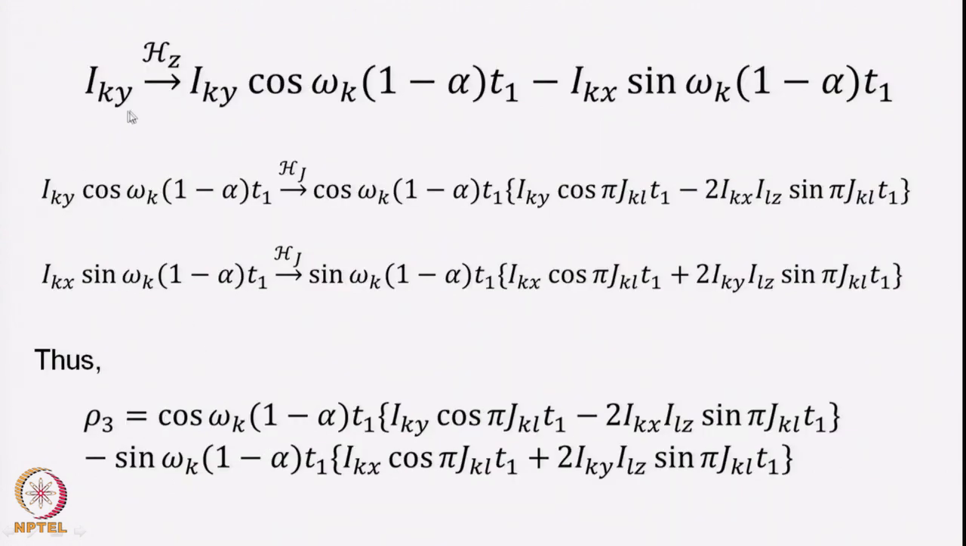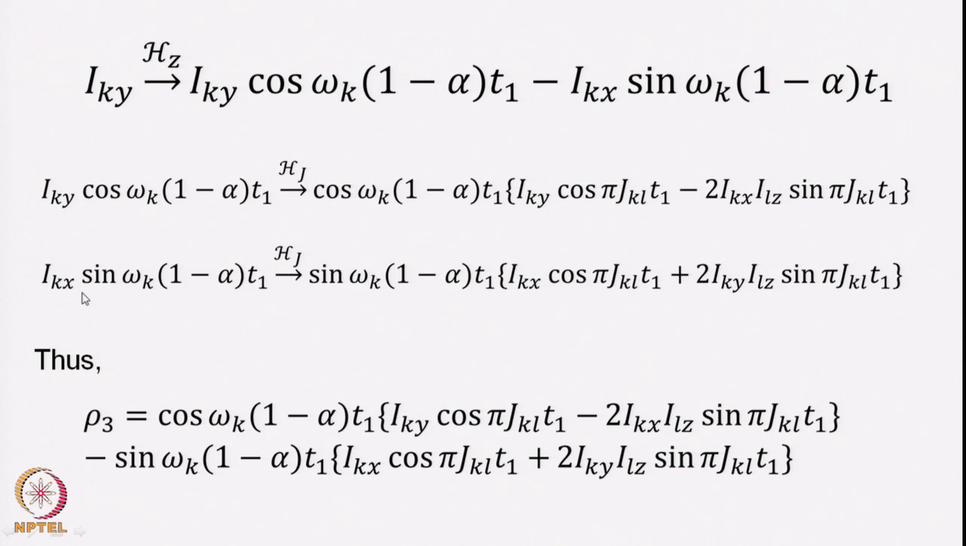Okay. So you do this calculation, IKY under chemical shift gives you IKY cosine omega k 1 minus alpha times T1 minus IKX sine omega k 1 minus alpha T1. Now you hold these under the coupling, IKY cosine omega k 1 minus alpha T1 gives you this cosine omega k 1 minus alpha T1 will keep it out and inside this bracket this is the J evolution, IKY cosine pi JKL T1. Now you notice here for T1 I have only pi JKL, because the coupling constant evolves for the period T1 and there is no multiplication of alpha here. Therefore, it happens for the cosine pi JKL T1 minus 2 IKX ILZ sine pi JKL T1.